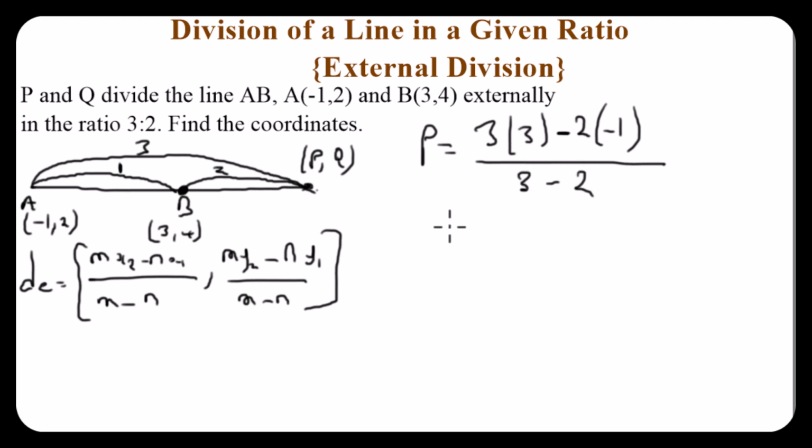So 3 minus 2. All right, so 3 times 3, that's 9. Minus 2 times -1, that's +2. And then 3 minus 2, that's 1. And 9 plus 2, we have it as 11. So my P is equal to 11. So let me write it out there.